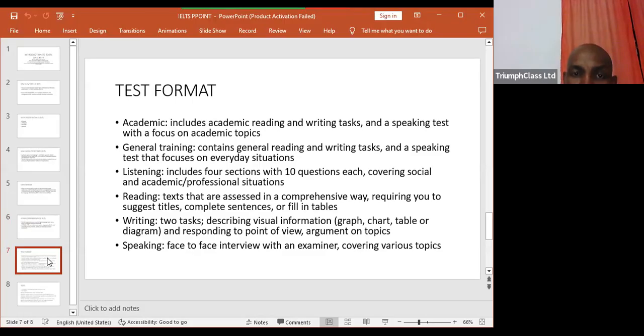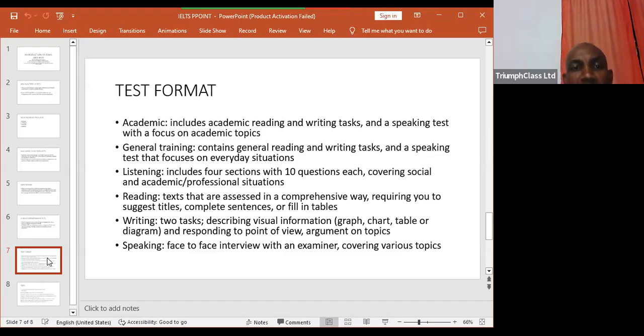Then for general training, for people who are seeking jobs, people who are done with their studies, there is that component that contains general reading and writing tasks, and a speaking test that focuses on everyday situations. So this section is quite different from the academic topics. It is intended for everyday communications in everyday situations, but it tests reading, writing, and speaking.